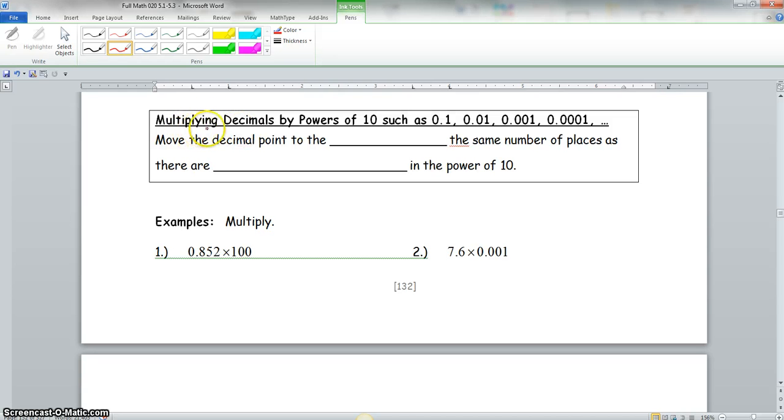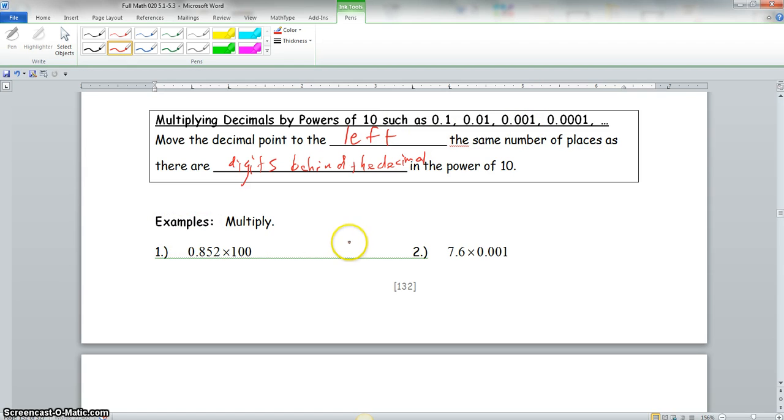Okay, now we have this definition. Multiplying decimals by powers of 10, such as 0.1, 0.01, and so on. Move the decimal point to the left the same number of places as there are digits behind the decimal in the power of 10. Now that is how we would do those problems.